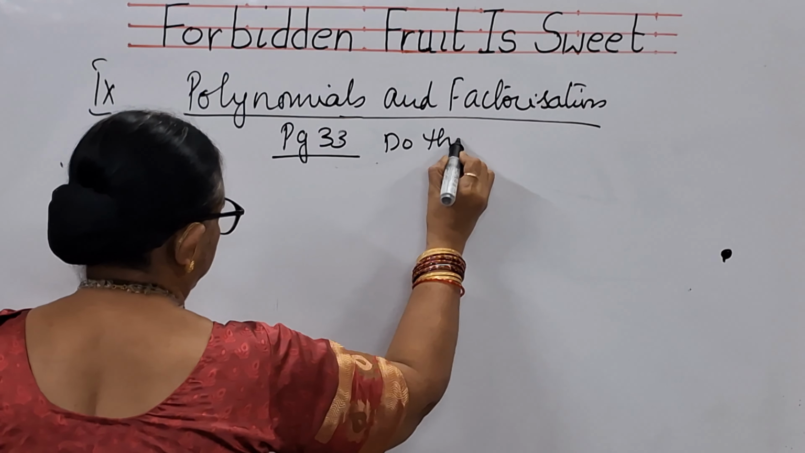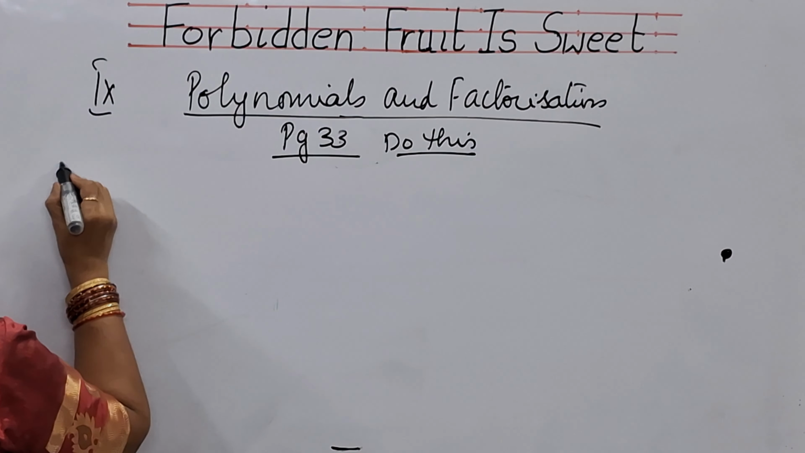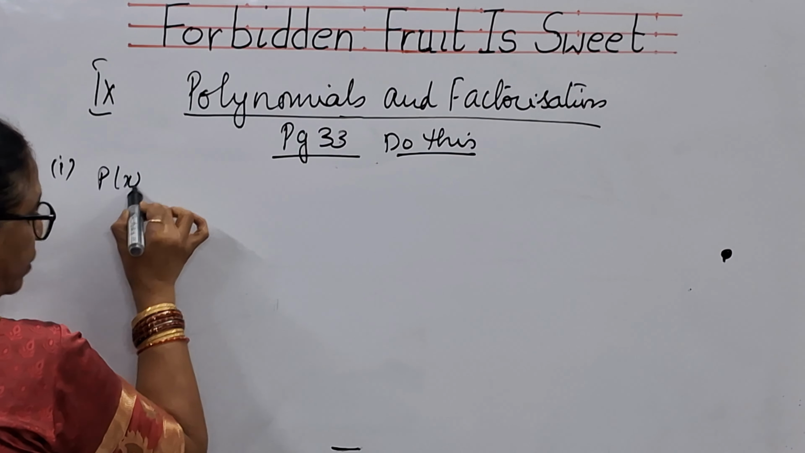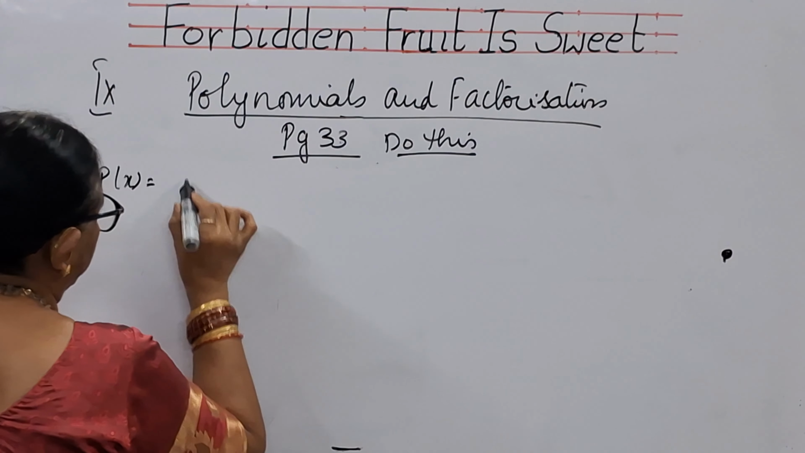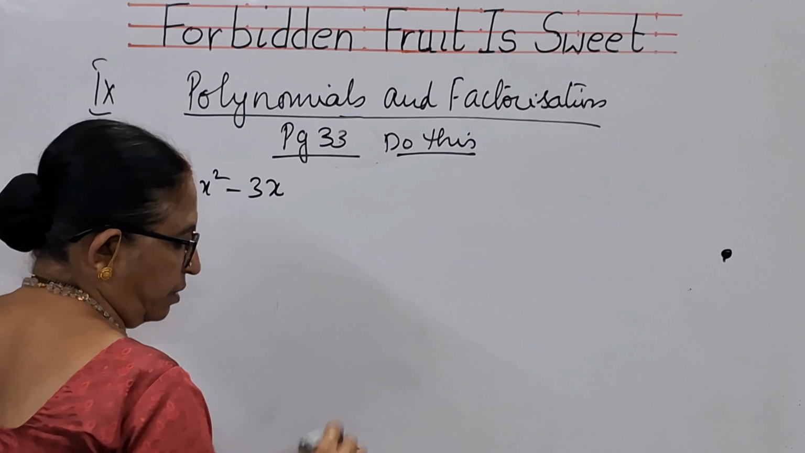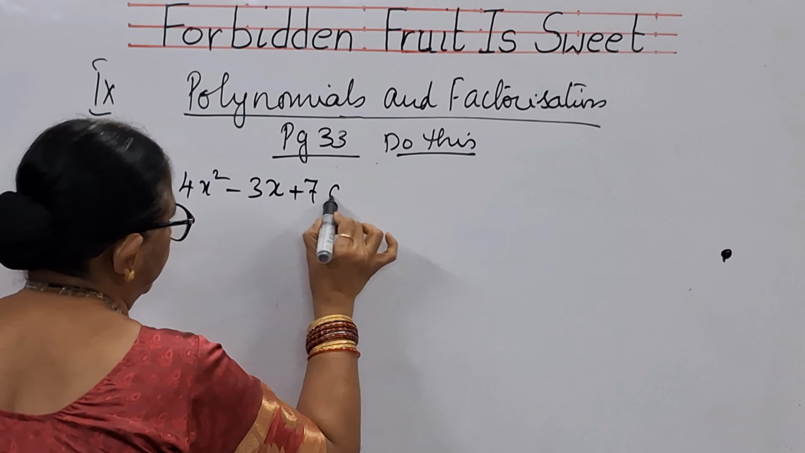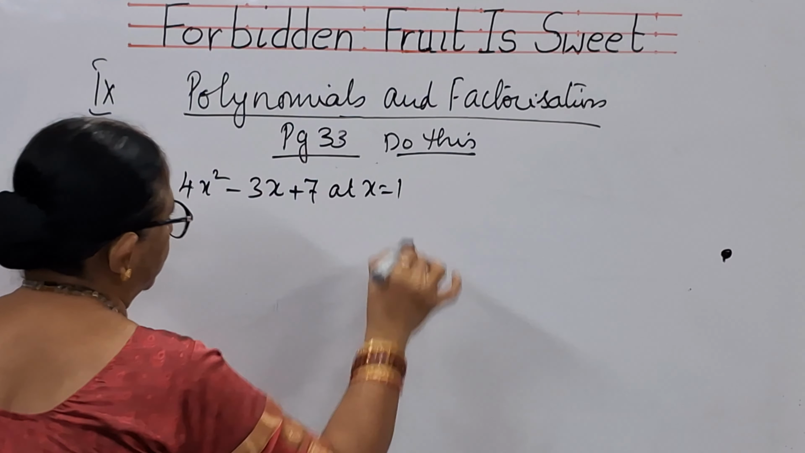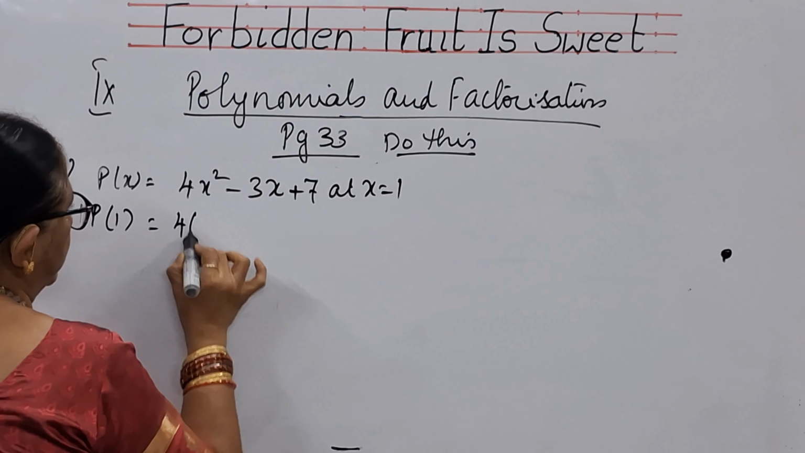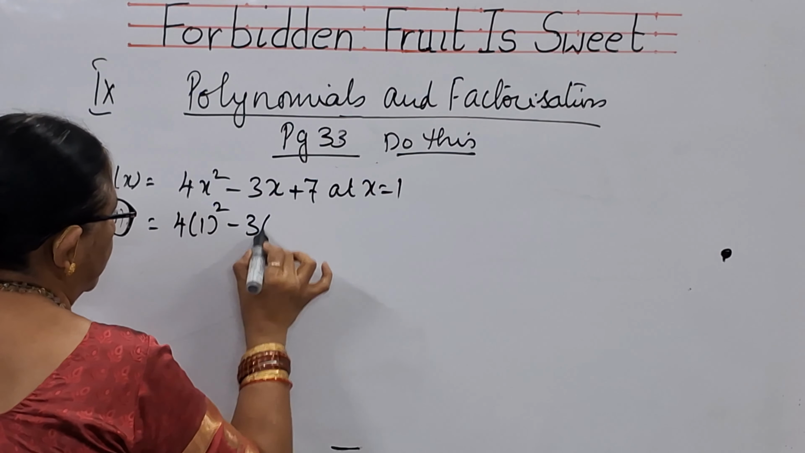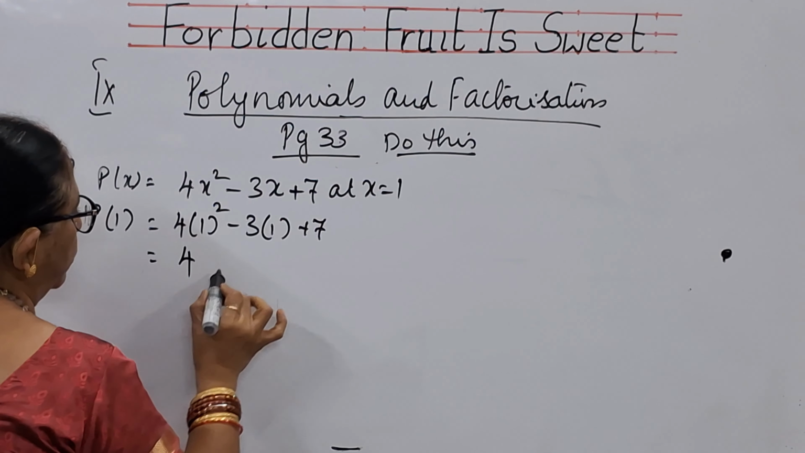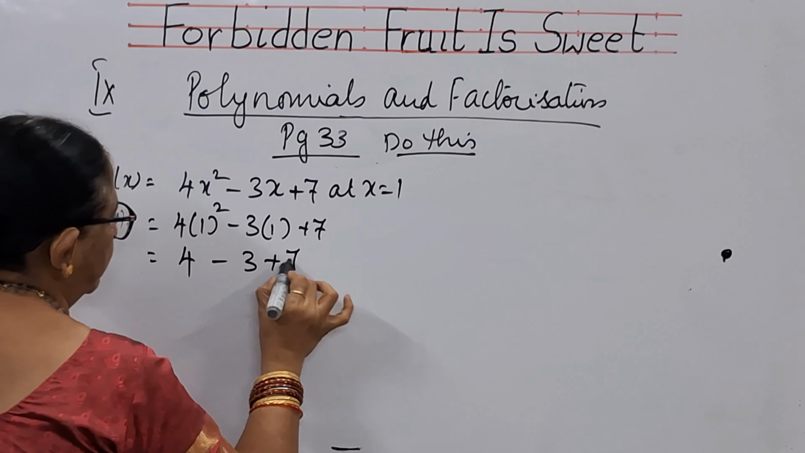Do this. So what is the first bit, children? P of x is equal to 4x square minus 3x plus 7 at x is equal to 1. That means you have to find out p of 1. 4 into 1 square minus 3 into 1 plus 7. 4 minus 3 plus 7.